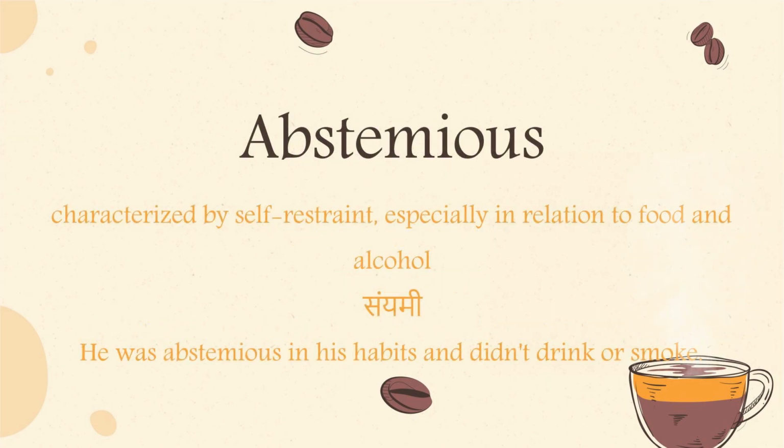The fifth word is abstemious. This means characterized by self-restraint, especially in relation to food and alcohol. An example sentence would be, he was abstemious in his habits and didn't drink or smoke.